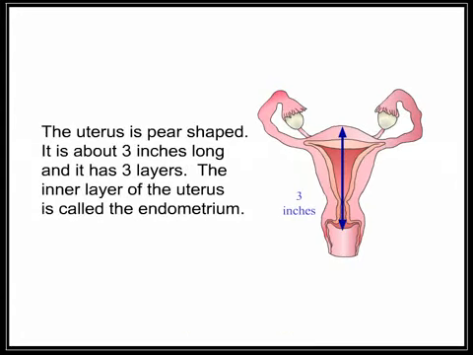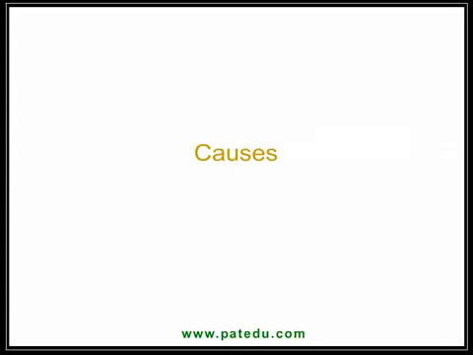The uterus is pear-shaped. It is about 3 inches long and it has 3 layers. The inner layer of the uterus is called the endometrium. Causes.